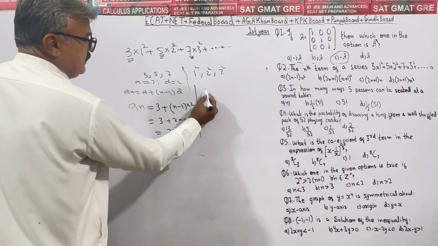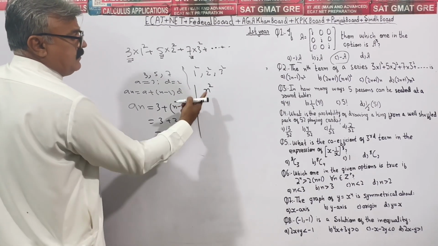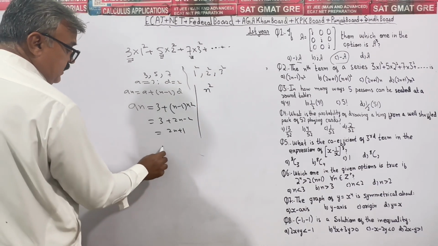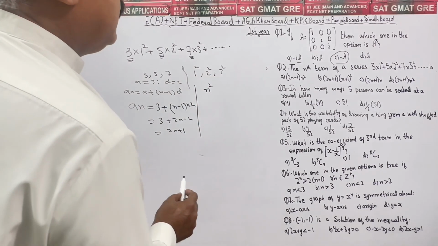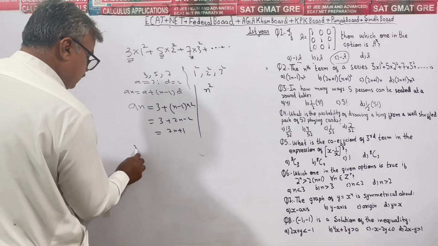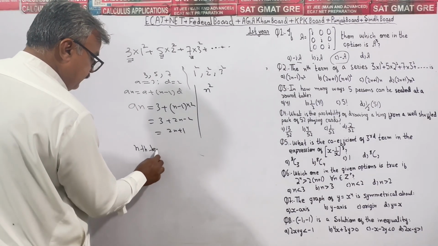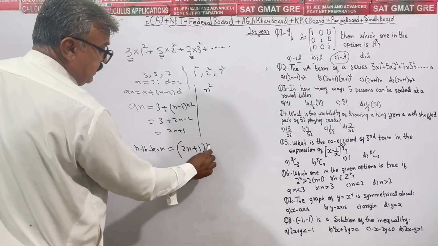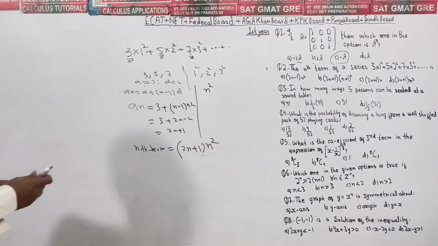What about this? It's easy to guess. It's n square, where n is a natural number: 1 square, 2 square, 3 square. So our collective general term, our nth term, is going to be 2n plus 1 times n square.